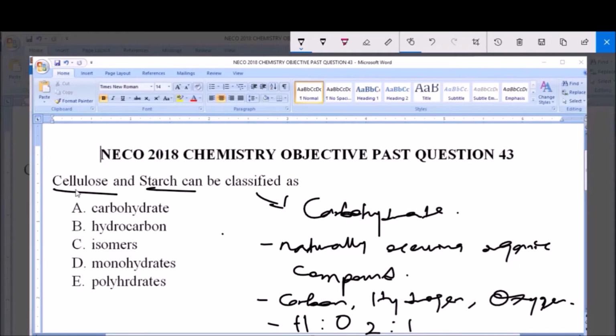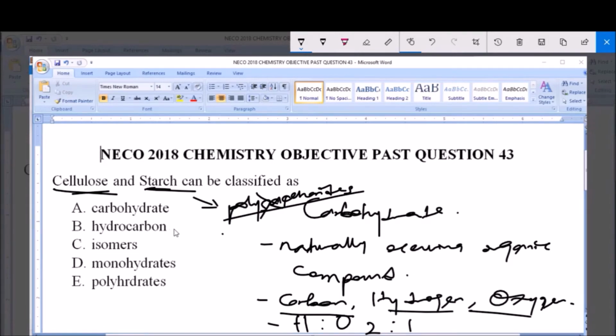Now if you look at the structure of cellulose and the structure of starch, you will see that they contain carbon, hydrogen, and oxygen only, and the hydrogen and oxygen ratio is 2:1. Although cellulose and starch are polysaccharides, because they consist of more than 2 units of monosaccharides, they are complex carbohydrates, but they are actually carbohydrates because they are naturally occurring organic compounds containing carbon, hydrogen, and oxygen, and their hydrogen to oxygen ratio is 2:1, just like the characteristics of carbohydrates.